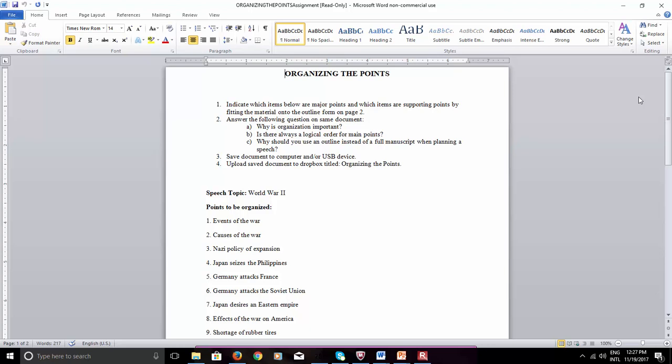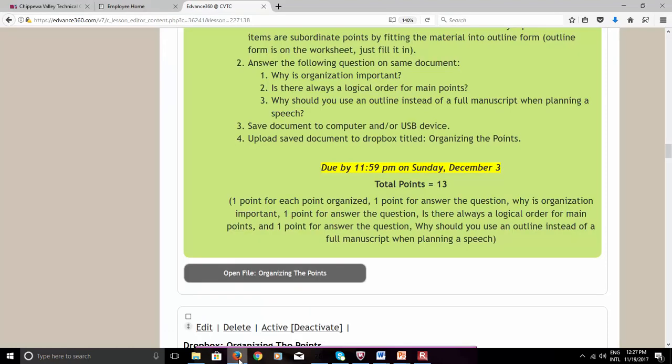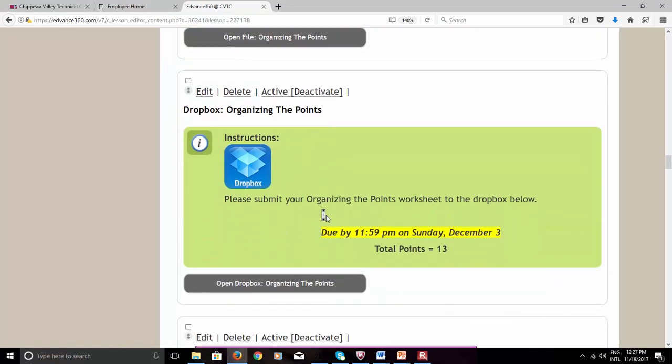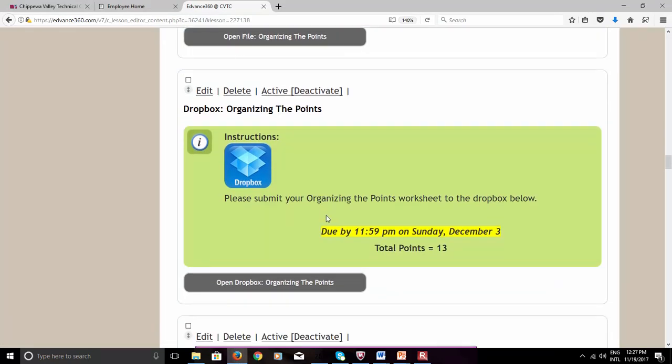You're going to save this document to your USB or your computer, and then you'll upload it to the appropriate Dropbox attached below titled Organizing the Points. This particular activity is worth 13 points.